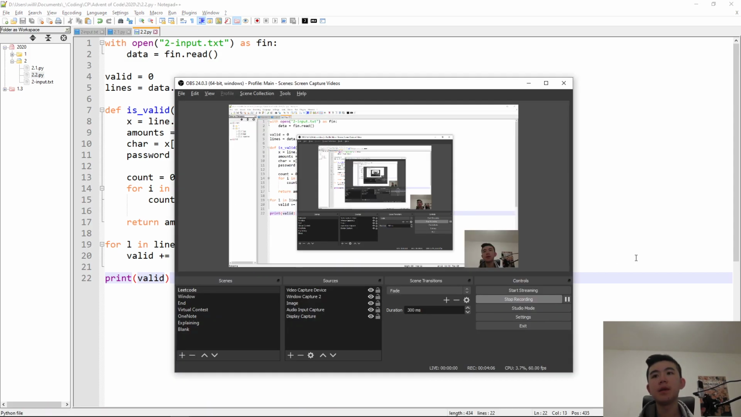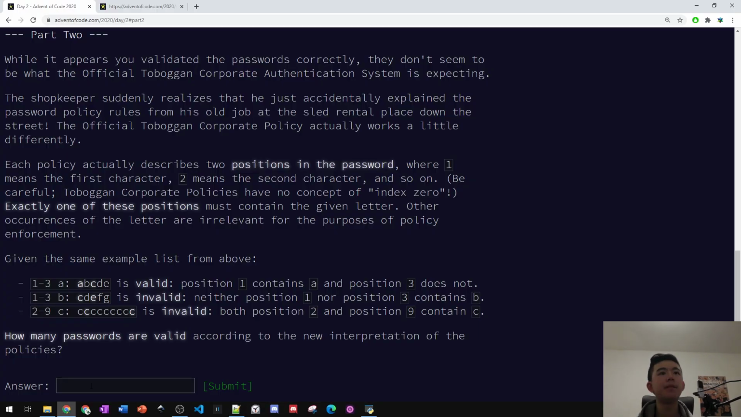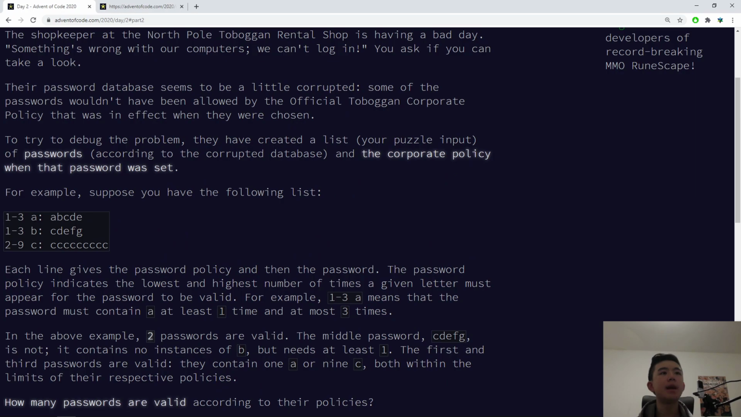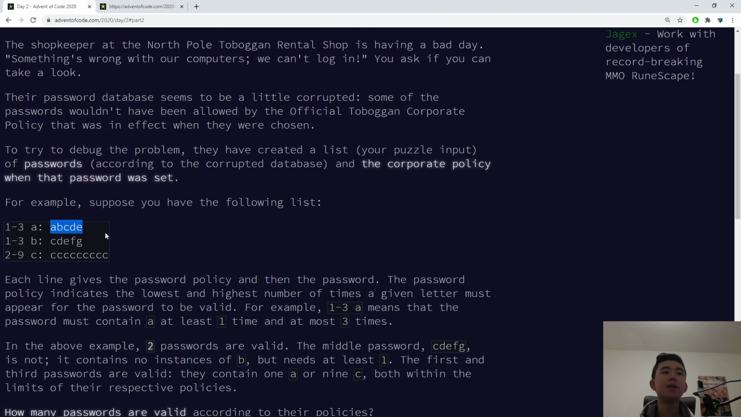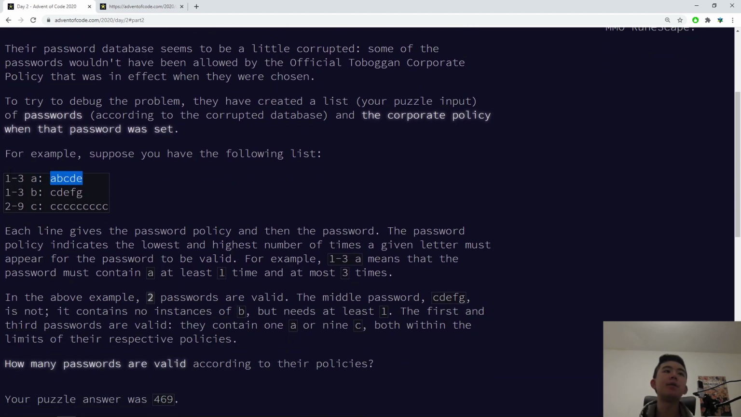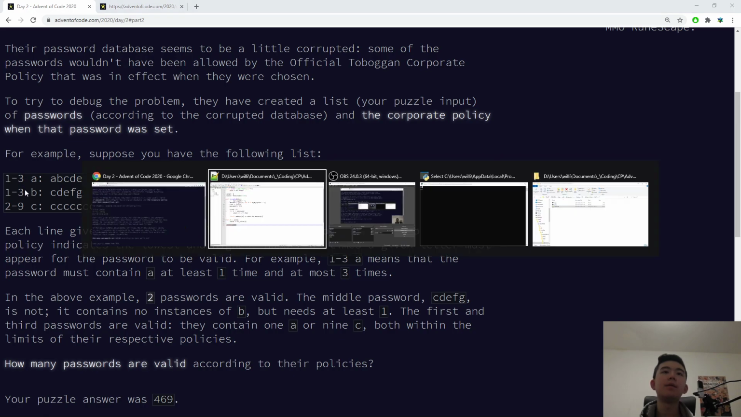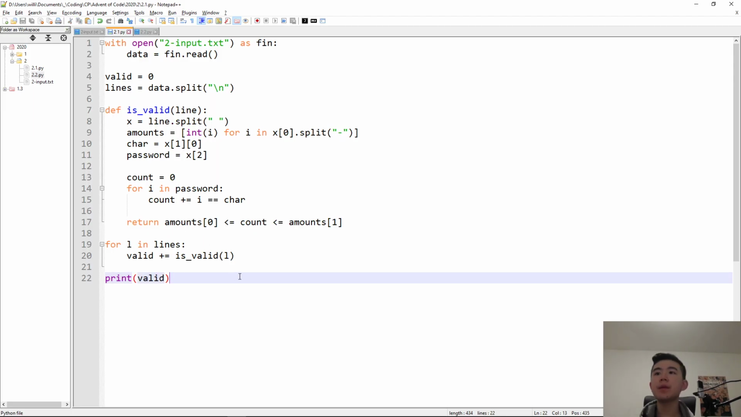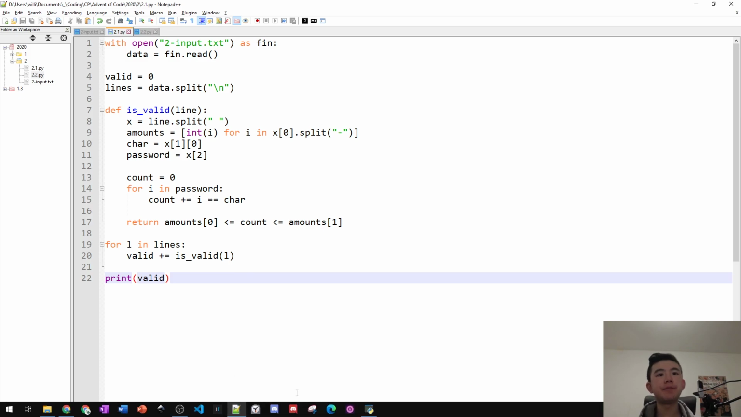Actually, why don't I go explain part one first? Okay, so basically we just have to make sure that the occurrences of each letter are within this range. That's pretty easy because for every single password we just have to count the occurrences of the given letter and then see if that number of occurrences matches however many we're allowed to have. That's basically what we do here. Okay, on to part two.